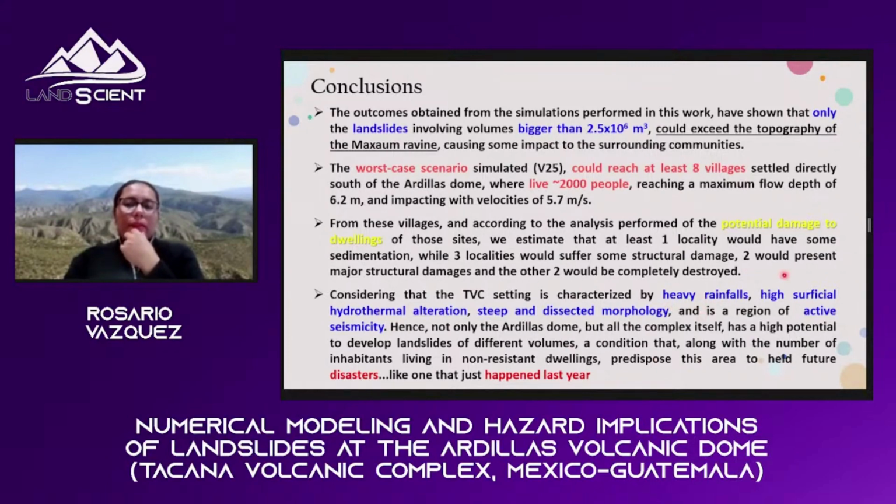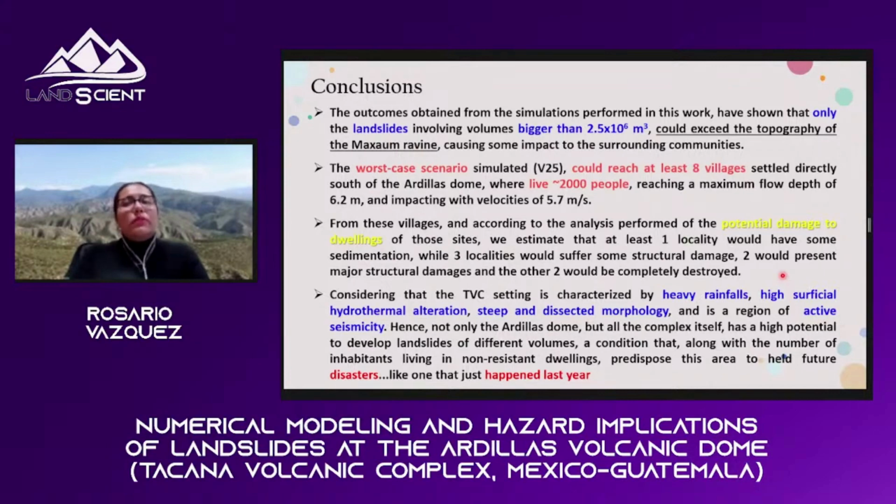And the situation that is currently present within these villages, within these communities, is that the materials of the buildings, or the houses that they have constructed, will not resist a landslide, no matter the amount of volume involved in the landslide.